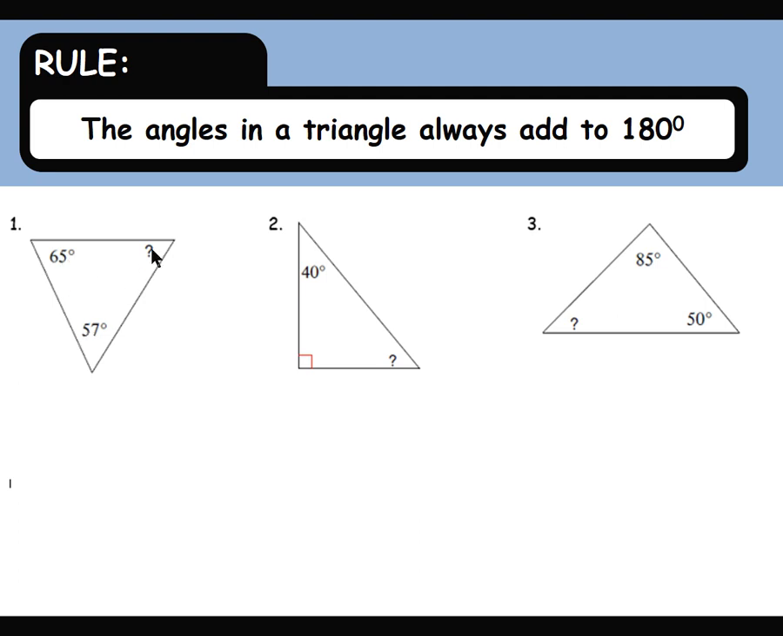65 plus 57 plus x is equal to 180. And then simply solve for x as an old algebra problem. Combine our like terms and subtract 122 from both sides, and we'll get 58 for our missing angle.